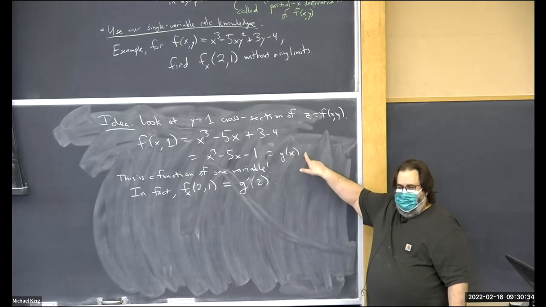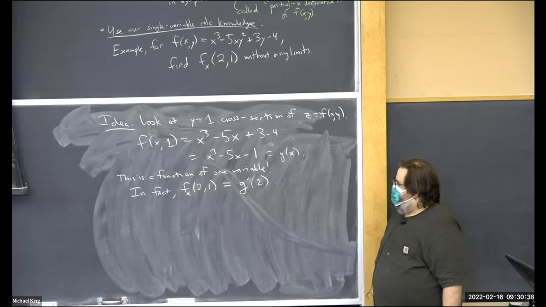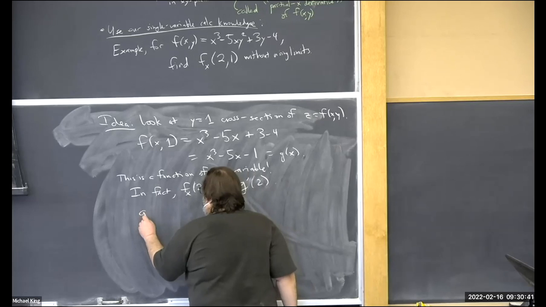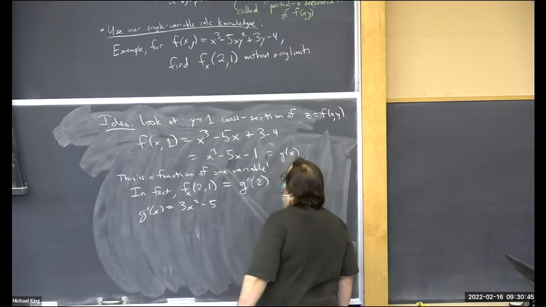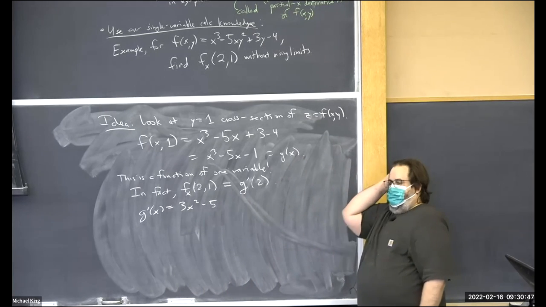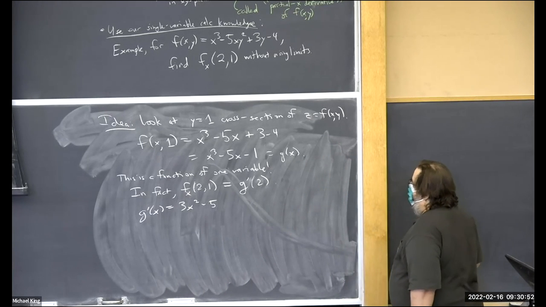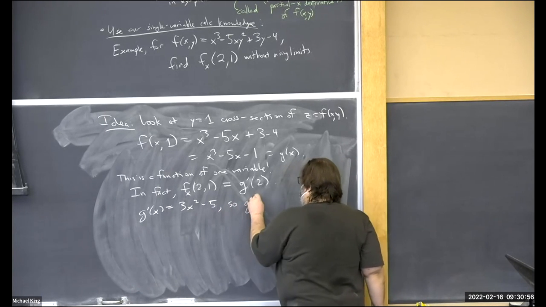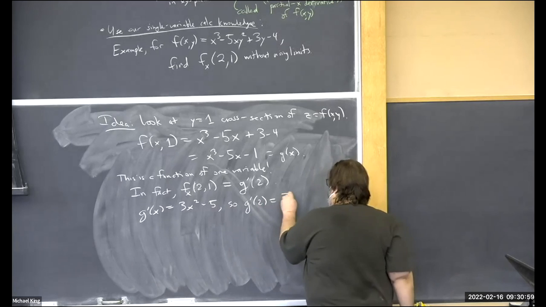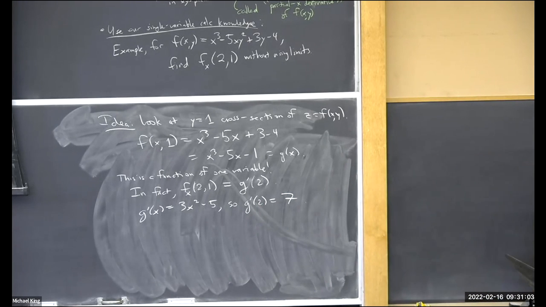We're just trying to plug in x equals 2 now. We already plugged in y equals 1 to get this function. We're going to plug in x equals 2 to get that. So g prime of x, it's easy, right? That's 3x squared minus 5. You guys can still do those derivatives, right? And then, so g prime of 2 is what? 3 times 4 minus 5 is 7? 7. So that actually is the partial x at that point.